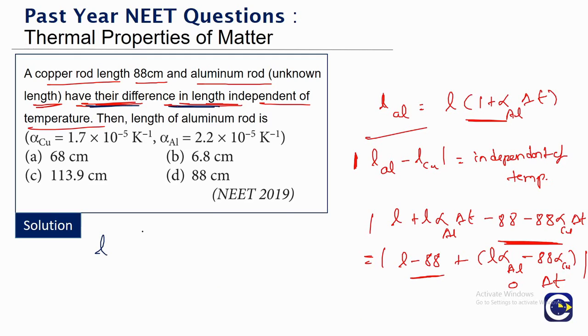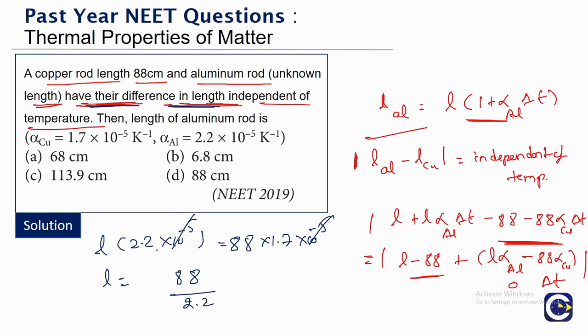Length of aluminum L into alpha aluminum, which is 2.2 into 10 power minus 5, units are anyway same for both the alpha, that is why we are not keeping the units, is equal to 88 into alpha copper. What is alpha copper? 1.7 into 10 power minus 5. 10 power minus 5 is cancelled. So L will be equal to 88 into 1.7 divided by 2.2.